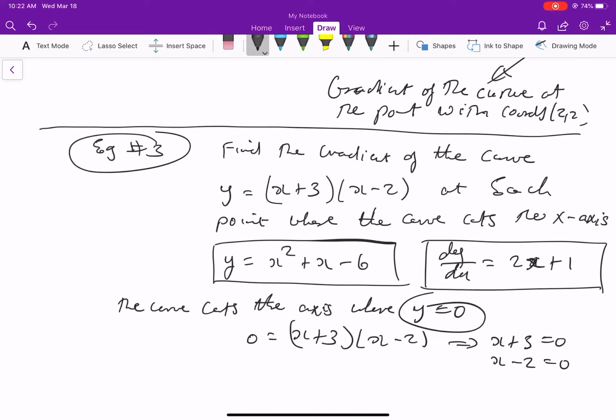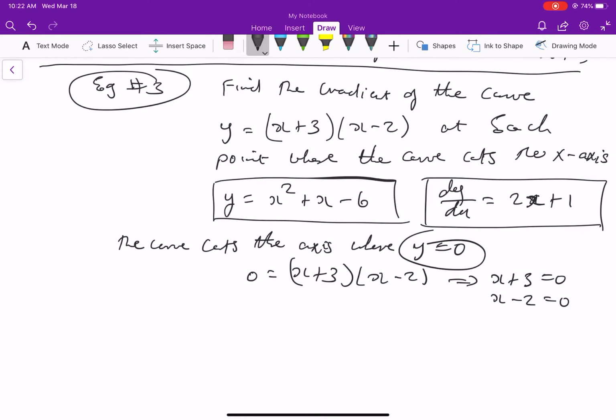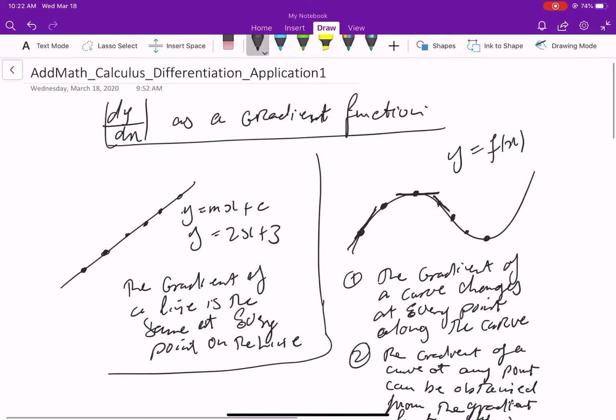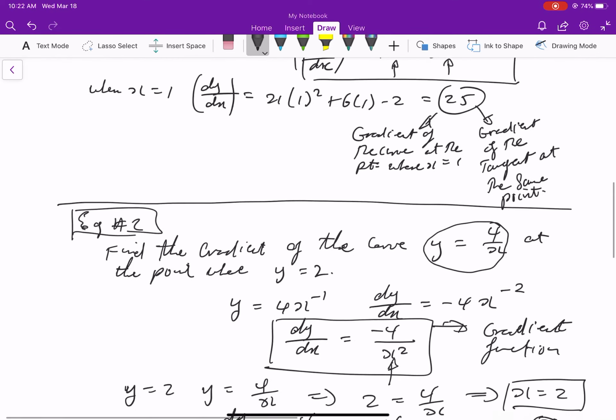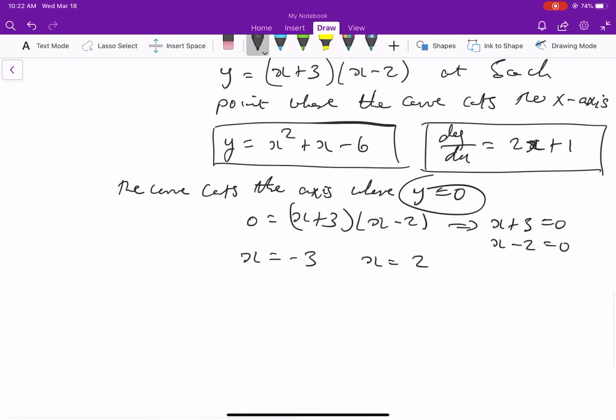So it appears as if there are 2 points at which the curve cuts the x-axis. That x is equal to minus 3 and that x is equal to 2. I can even summarize the coordinates of both points. Minus 3, 0. That's 1 point at which the curve cuts the x-axis. And 2, 0. That's the second point at which the curve cuts the x-axis.